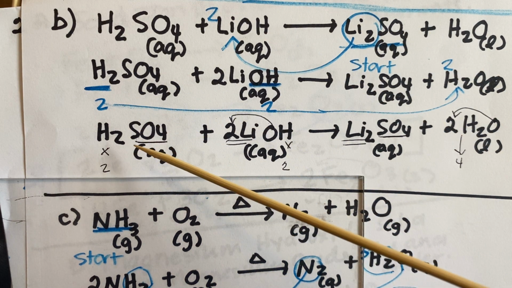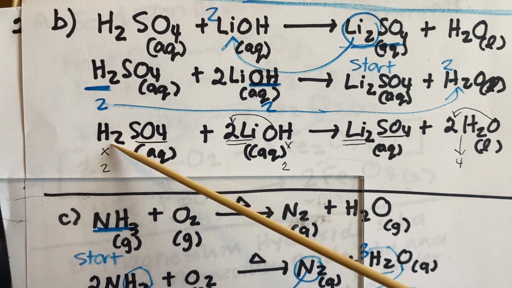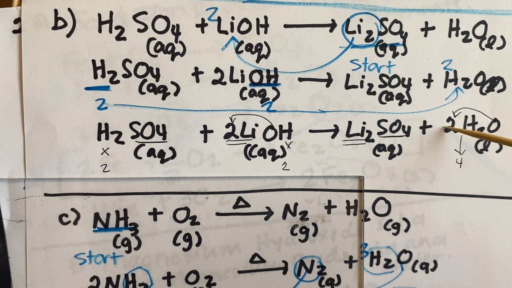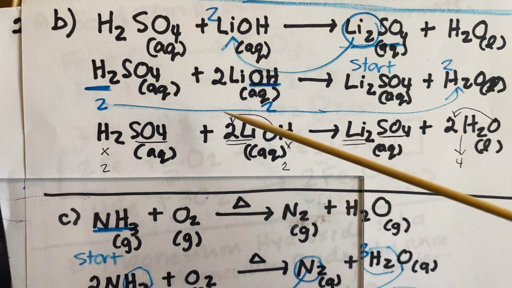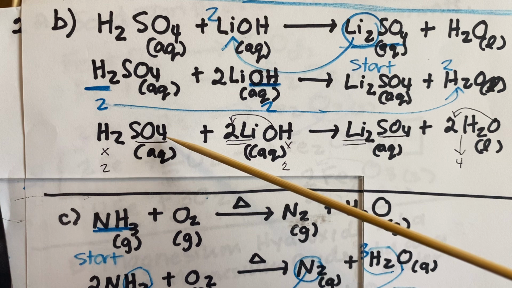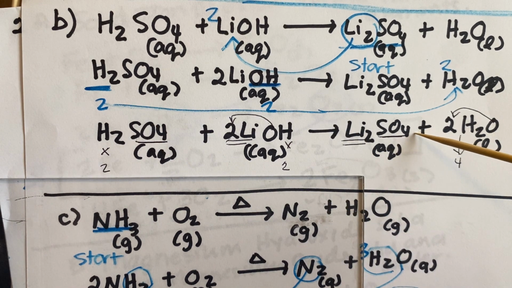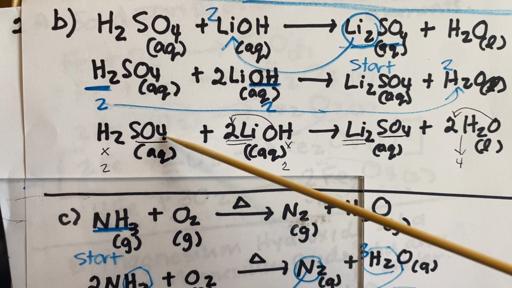So of course we looked at hydrogen. We have 2 hydrogens here, 2 hydrogens here. We have 2 times 2, so 4 hydrogens here. So 4 on this side and 4 on this side. So that's okay. How about the sulfate? There's only 1 sulfate on this side, and there's 1 sulfate on this side. So that balances out. That's SO4.